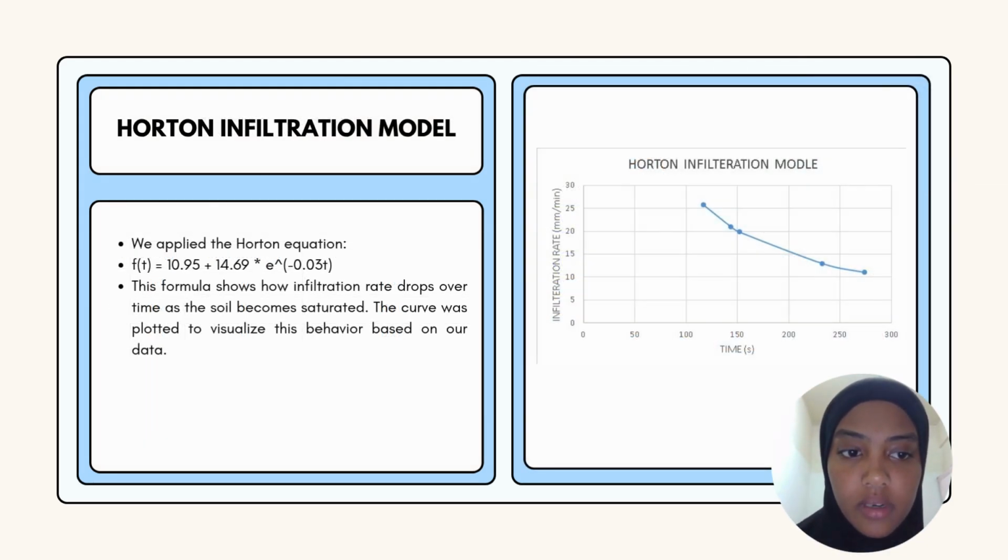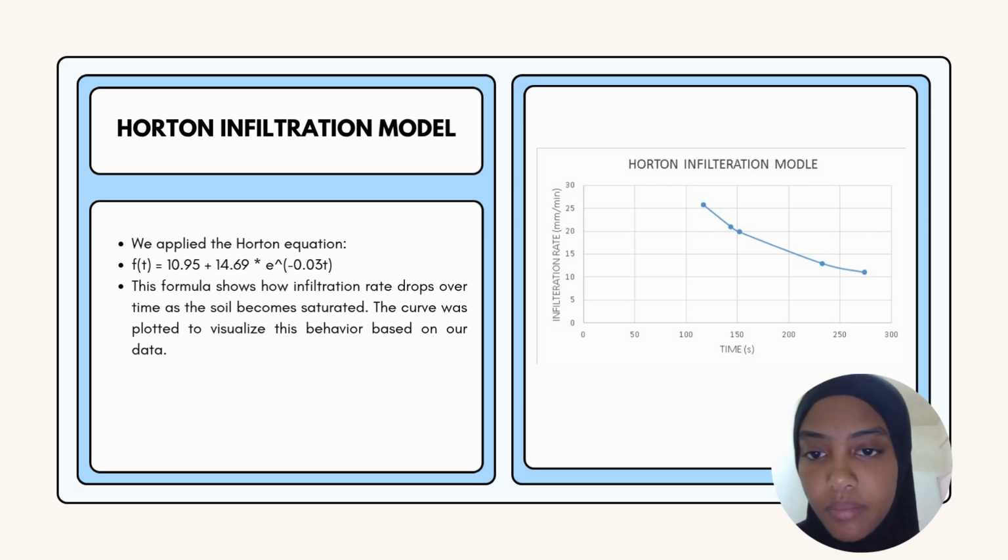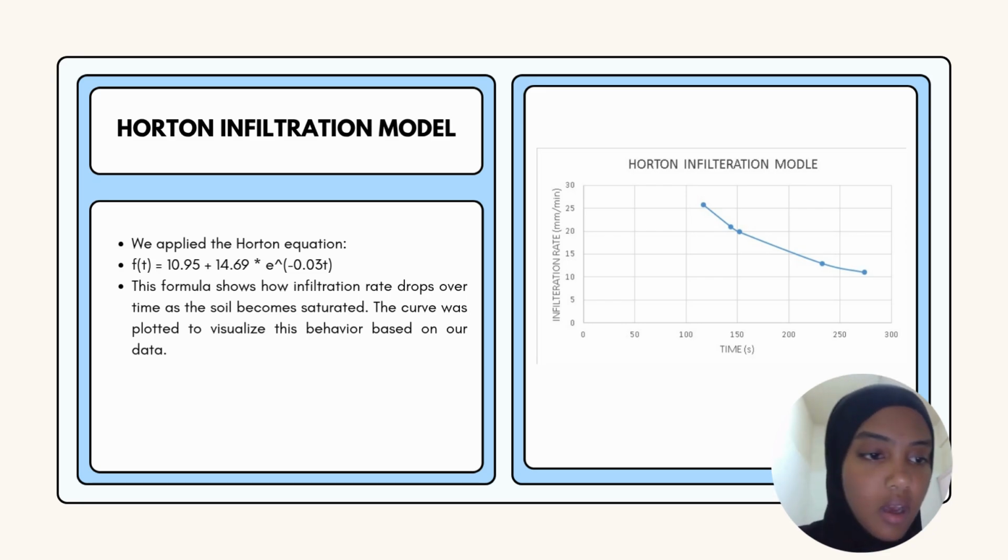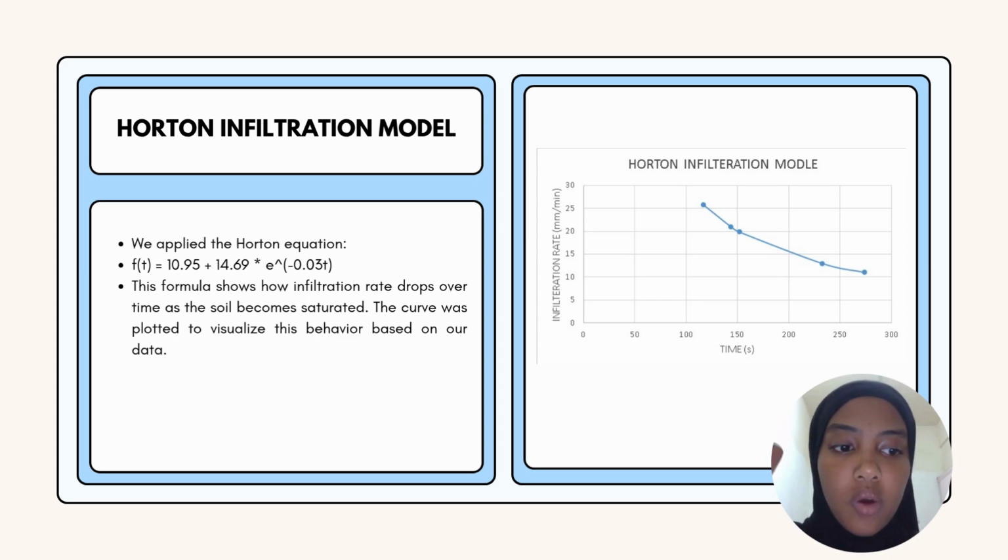Okay, in Horton model, to analyze infiltration over time, we applied Horton's equation. It's equal Ft equals 10.95 plus 14.69 times e to the power minus 0.03t. Okay, we used our real measurement and plotted the infiltration curve based on time in seconds. The graph clearly shows how infiltration rate decreases over time, which matches the Horton theory.